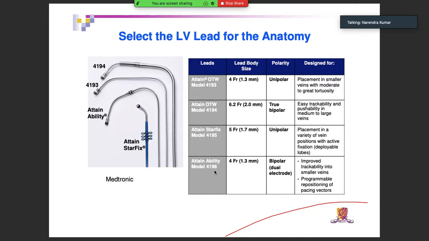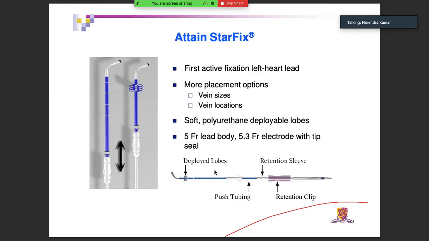There are different LV leads available from different companies, like Medtronic, which tends to have unipolar and bipolar as well. The unipolar leads you can try to place, especially in the smaller veins. If the veins are really small and there's huge tortuosity, you can try to use a unipolar. However, if good enough size is there, you can of course use a bipolar as well. And yes, you can always track those veins very well.